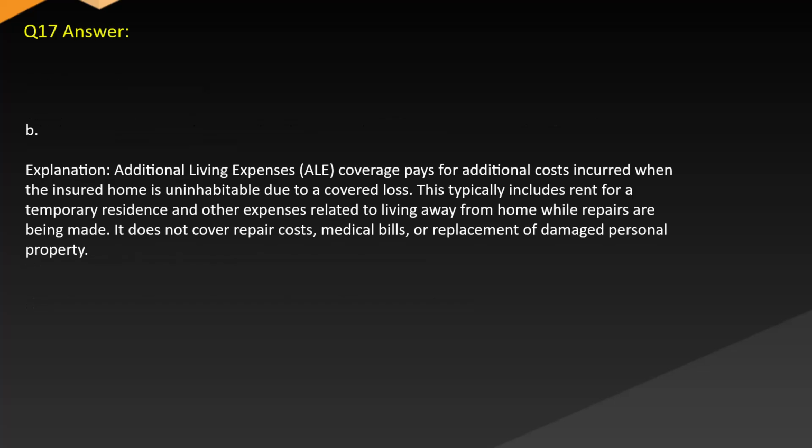Answer: B. Explanation: Additional living expenses, or ALE, coverage pays for additional costs incurred when the insured home is uninhabitable due to a covered loss. This typically includes rent for a temporary residence and other expenses related to living away from home while repairs are being made. It does not cover repair costs, medical bills, or replacement of damaged personal property.